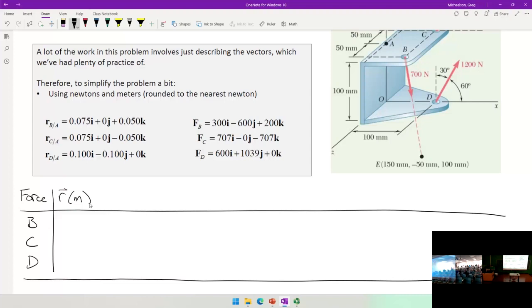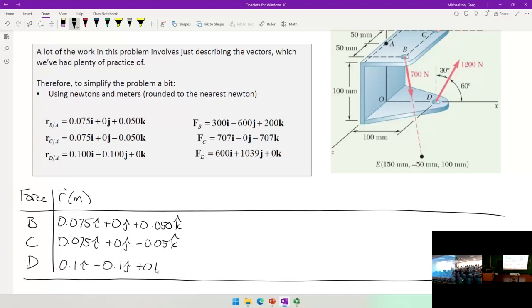So we've got 0.075i plus 0j plus 0.05k, 0.075i plus 0j minus 0.05k, and then 0.1i minus 0.1j plus 0k.